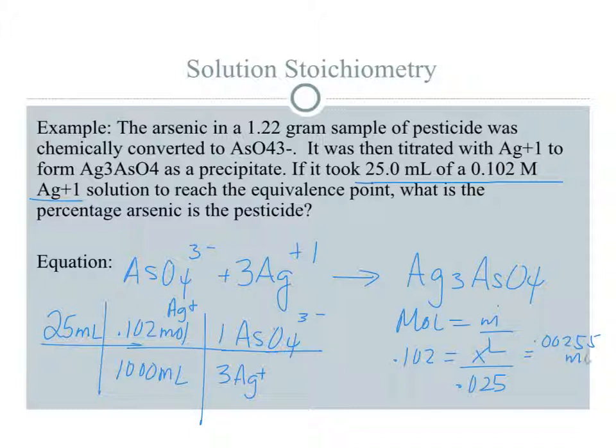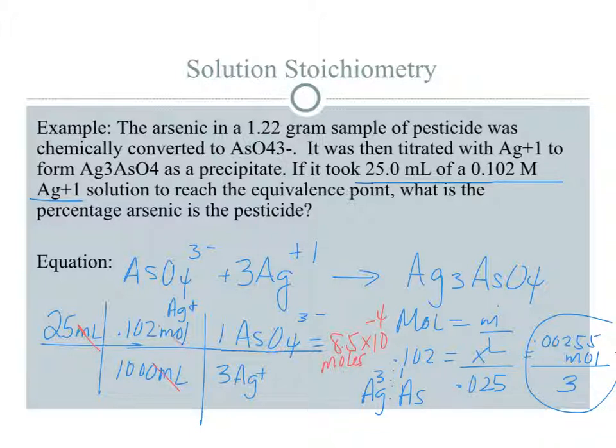0.00255 moles. But what you have to realize in doing it this way is that your Ag to As ratio is 3 to 1. So you would have to divide this by 3. What you're going to do over here, if you do that right here, you're going to get the same thing that you get here, which is 8.5 times 10 to the minus 4 moles. Because this cancels, and you're left with moles of AsO4.